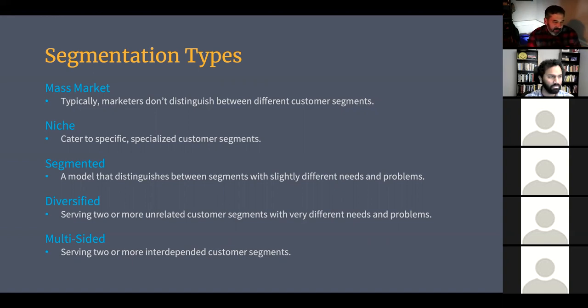Multi-sided. I actually had my last business with a multi-sided business, because I was selling to real estate agents that were then selling my product to buyers and sellers of homes, right? So it was kind of a multifaceted group. It's two or more interdependent customer segments.